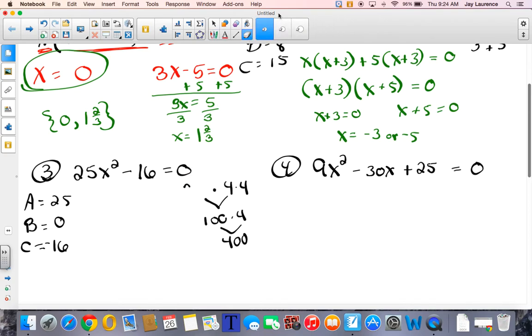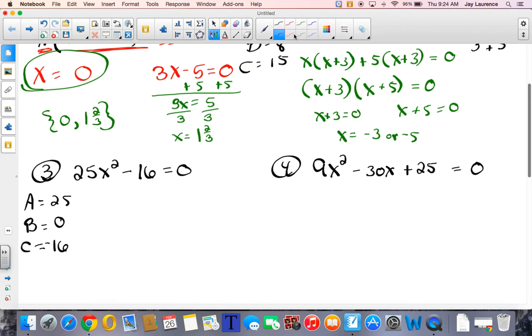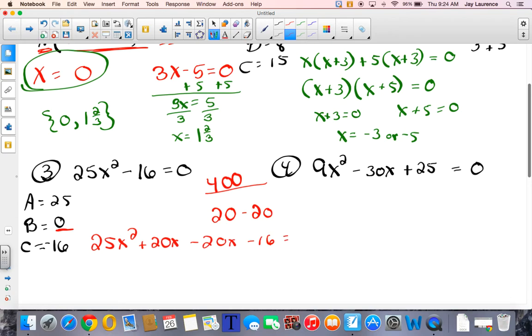Now, this is a harder way to do this one. I'm going to do it this harder way because the numbers are so friendly, but I'm going to show an easier way just to refresh your memory. So I multiply them and I get 400. I need two factors of 400 that subtract to get 0 because there's 0 x's, right? Well, that's an easy one. How about 20 minus 20? So I'm going to go 25x squared plus 20x minus 20x minus 16. That'll equal 0. Time for grouping.